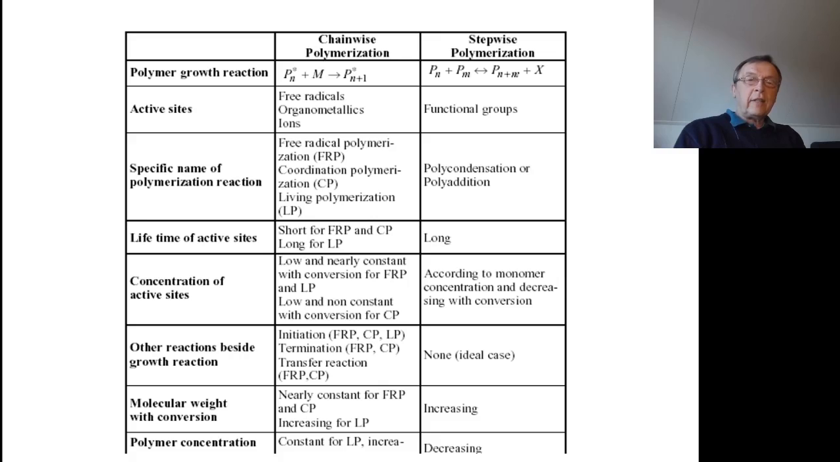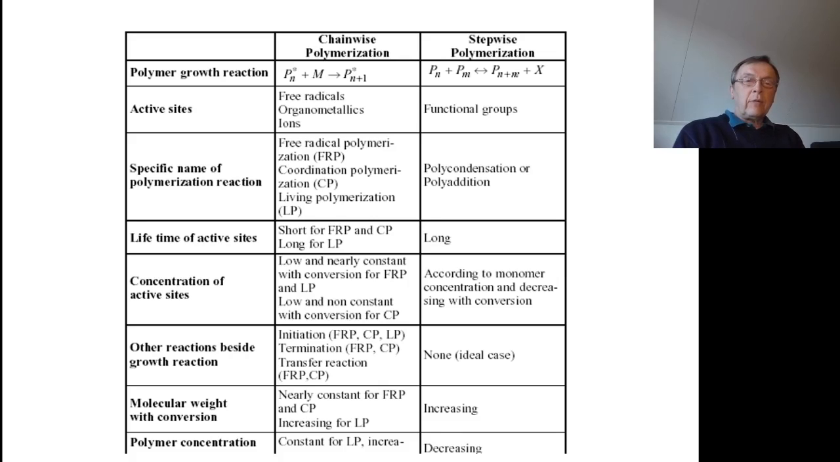These active sites can either be free radicals or organometallics, or even ions can act as initiator or catalyst for such polymerization reactions. And it doesn't make a big difference which way of initiation we use for the polymerization reaction. The propagation step that produces the macromolecules is in most of these cases exactly the same.